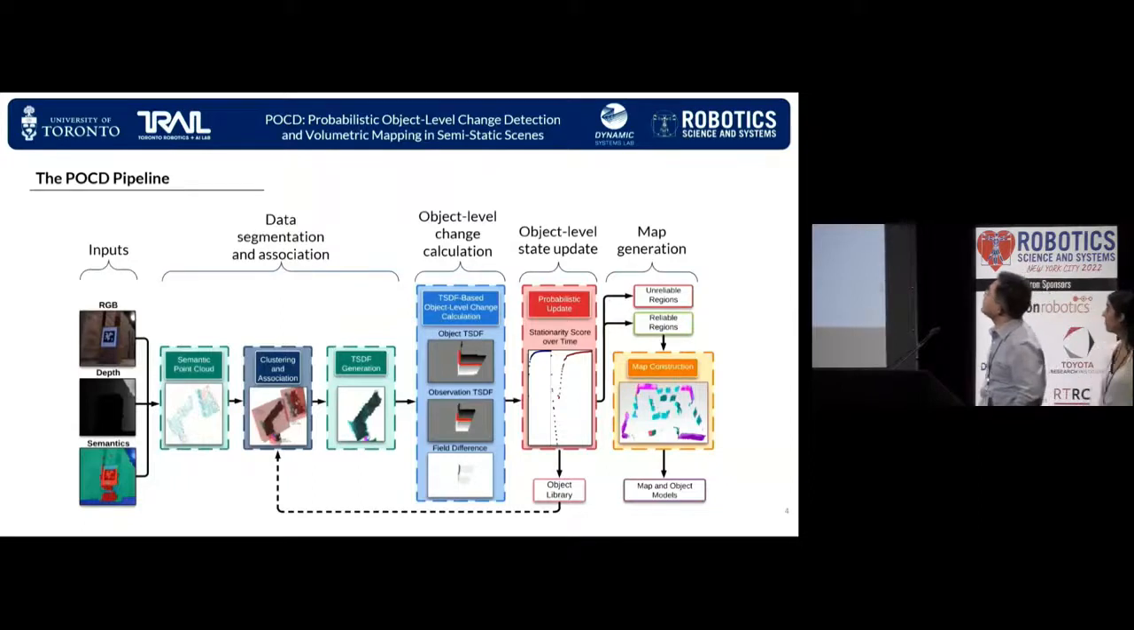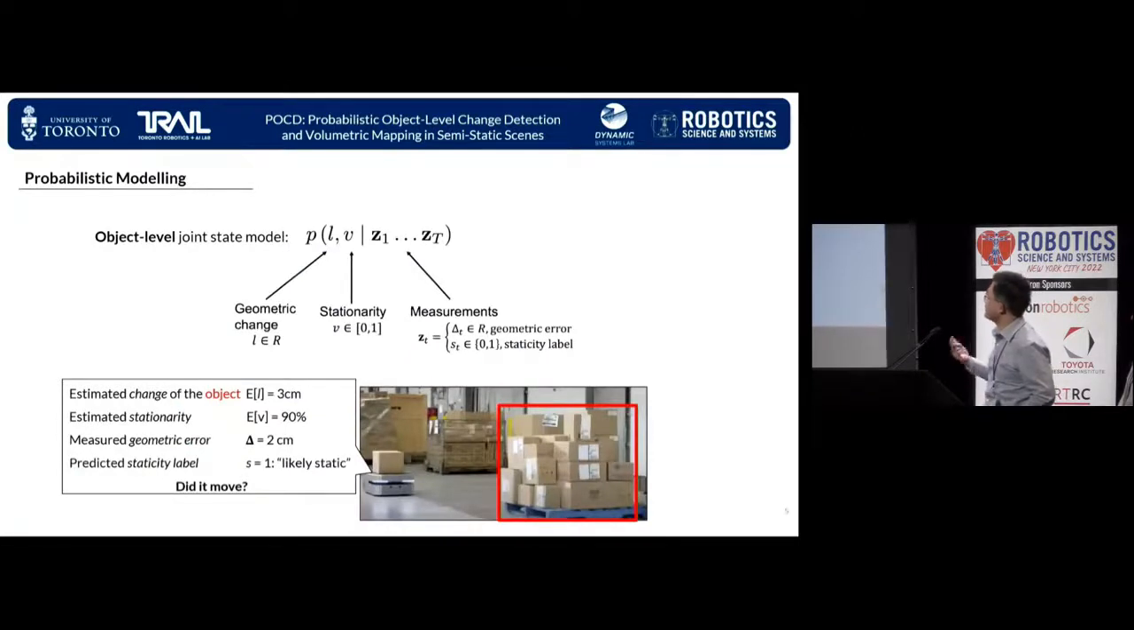Let's start by taking a look at the overview of our proposed system. Our system takes in RGBD frames, semantic labels, and camera poses as inputs. At each frame, our system extracts point clusters from the input data, and these clusters are associated with the mapped objects. While new objects are spawned, we also construct an iSDF volumetric model for each cluster. Then we compute the geometric error for each associated object observation pair by comparing their volumetric models. With the geometric error and the semantic label, we propagate an object-level state distribution to estimate the stationarity for each mapped object. And finally, we can construct the updated map just using the reliable objects from the map.